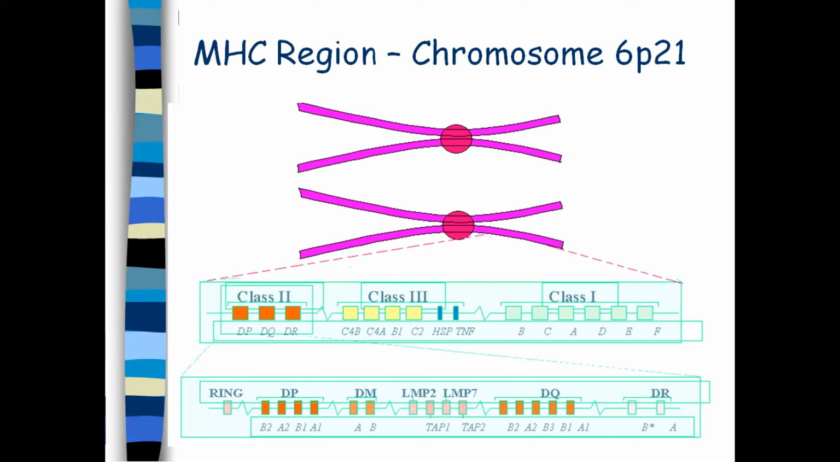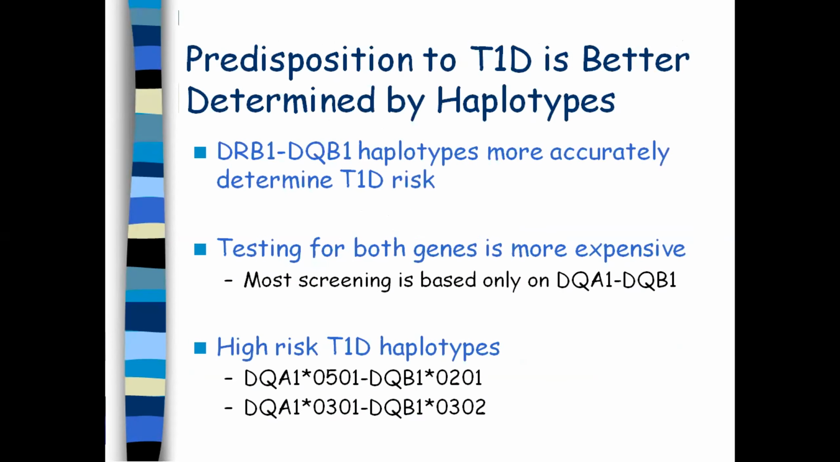So what exactly will happen? This gene is mainly related with the immune system or immune modulation. Predisposition to type 1 diabetes is better determined by haplotypes. So DRB1 and DQB1 haplotypes more accurately determine the type 1 diabetes risk. These are the haplotypes which will be responsible, and alteration in those genes may lead to type 1.